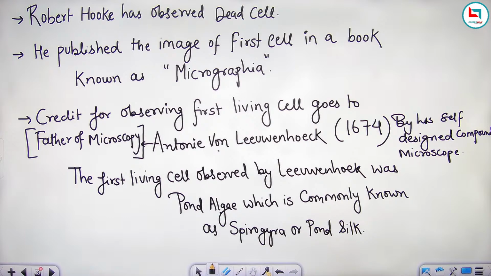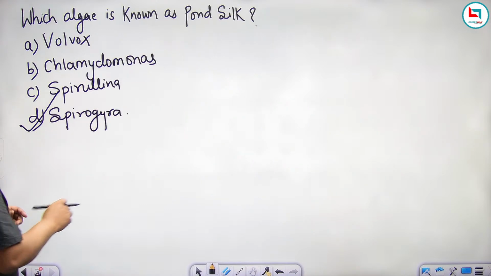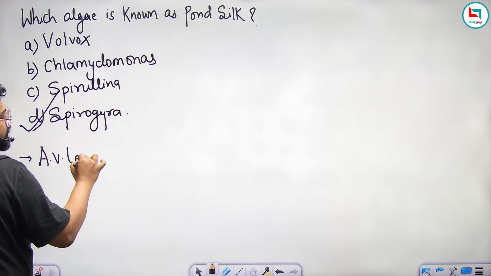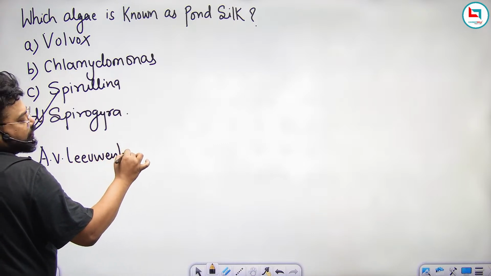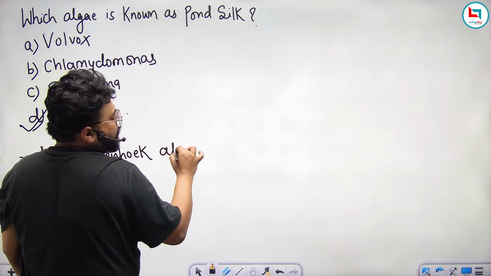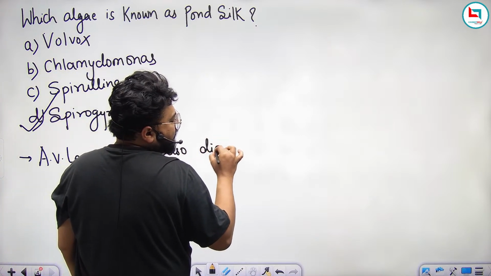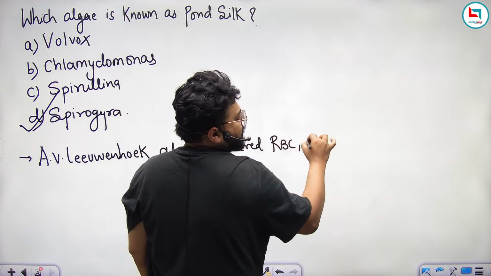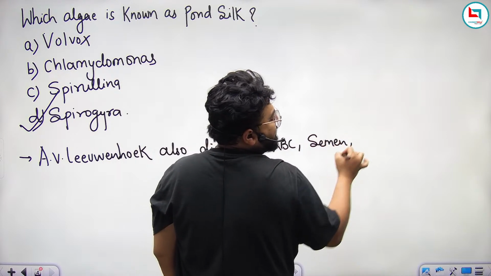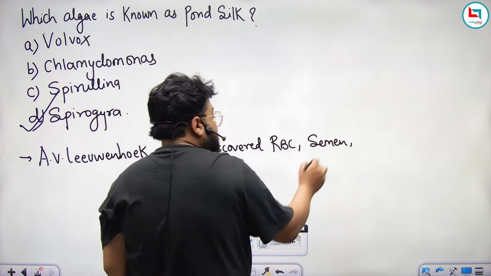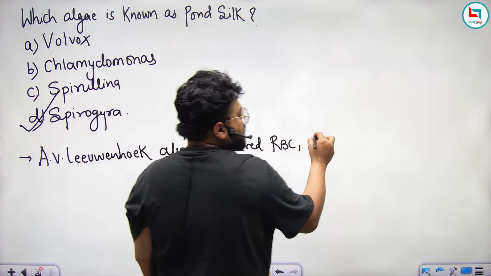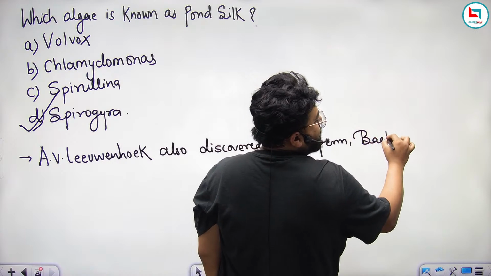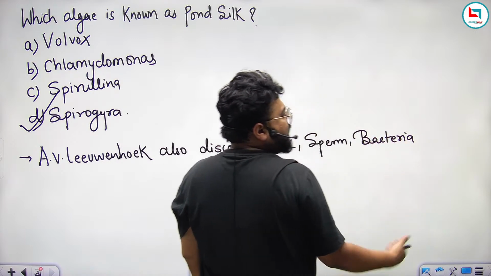Next thing is, A.V. Leeuwenhoek also discovered RBC, that is red blood cells from our blood, sperm from semen, and bacteria from drainage water.